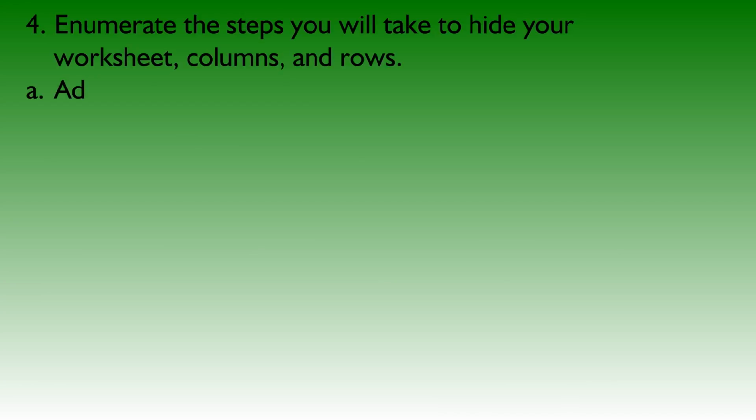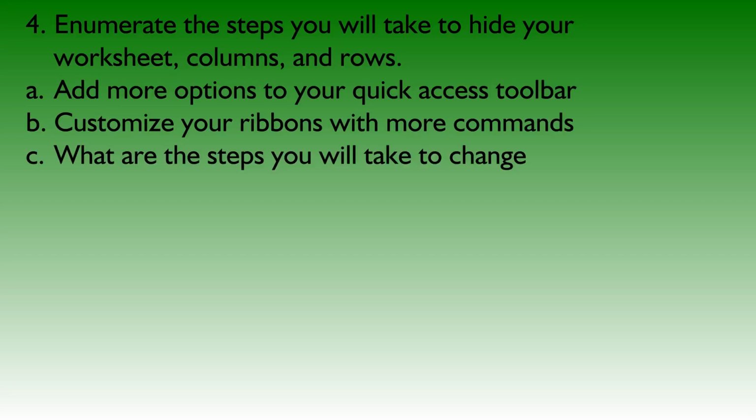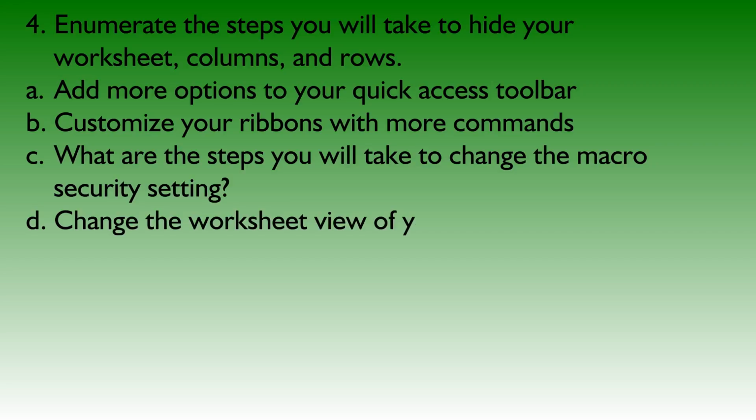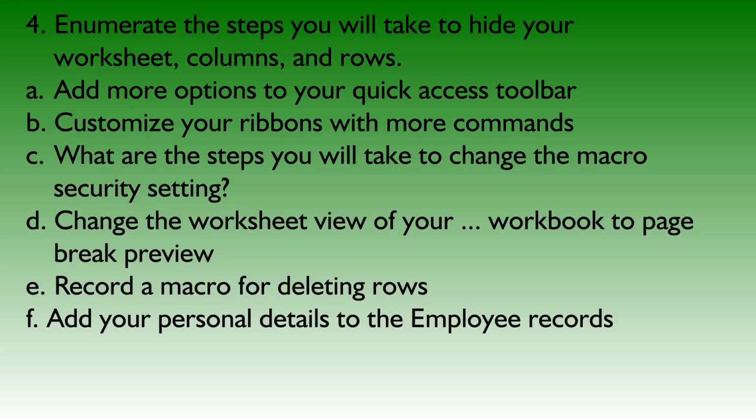4. Go through the steps you will take to hide your worksheet, columns, and rows. A. Add more options to your Quick Access toolbar. B. Customize your ribbons with more commands. C. What are the steps you will take to change the macro security settings? D. Change the worksheet view of your workbook to Page Break Preview. E. Record a macro for deleting rows. F. Add your personal details to the Employee Records workbook properties.